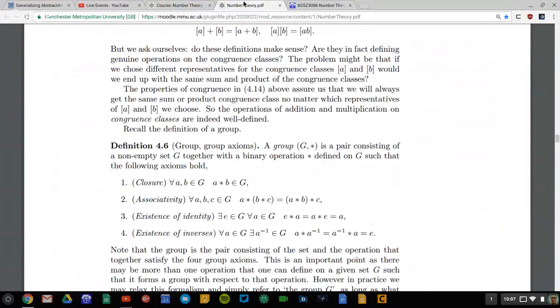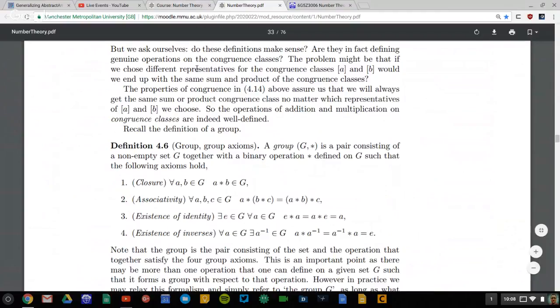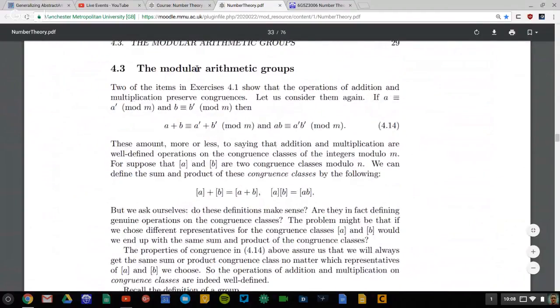And the nice standard representatives of these subsets are all the integers between 0 and n minus 1. These are the smallest non-negative remainders that you can get modulo n. And we've been dealing in this chapter with how the relation of congruence modulo n fits well with the arithmetic operations that we have.